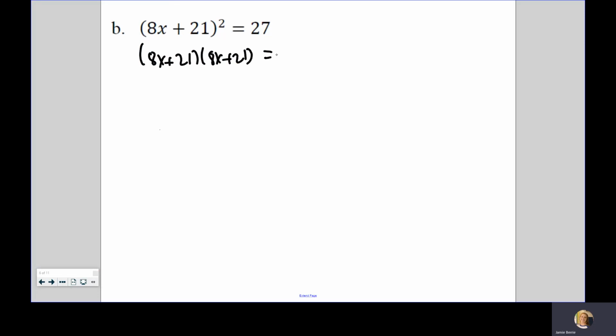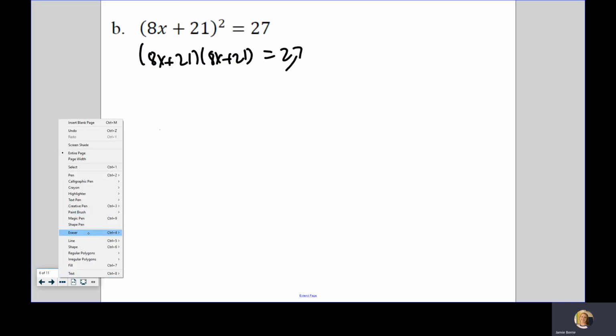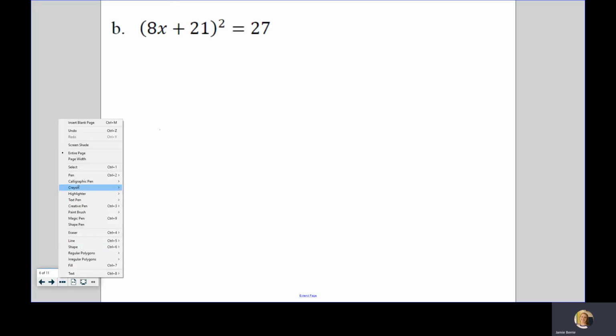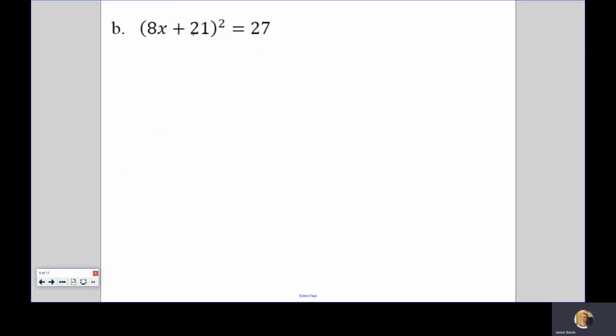You have to FOIL that out. Then you'd have to eventually move that 27 over to the left-hand side and combine like terms. So this really is easier to use the square root method here. It works to your advantage. It's a little bit less work.